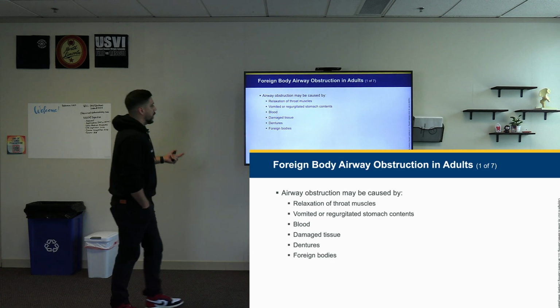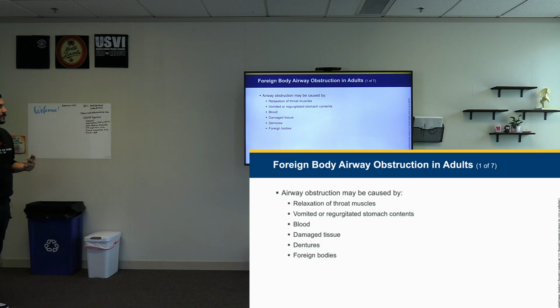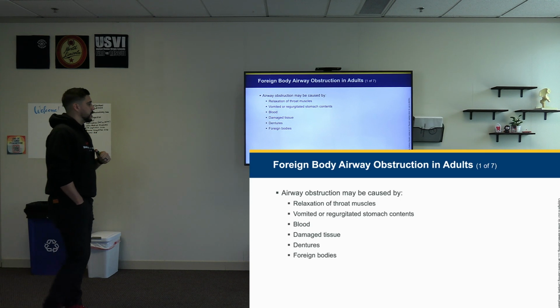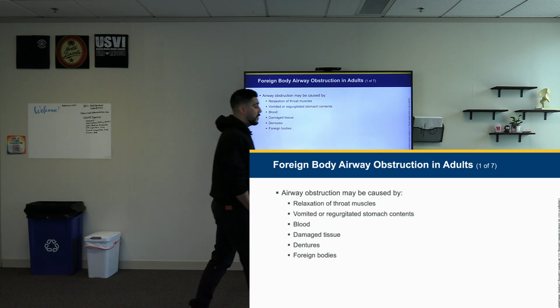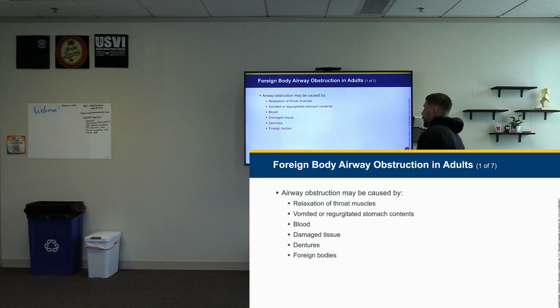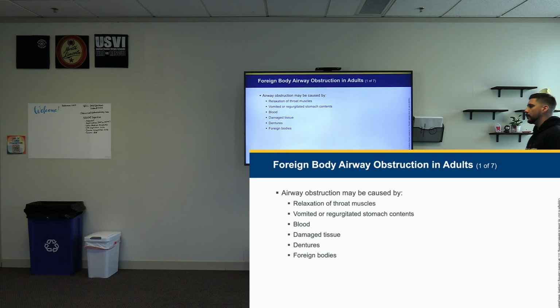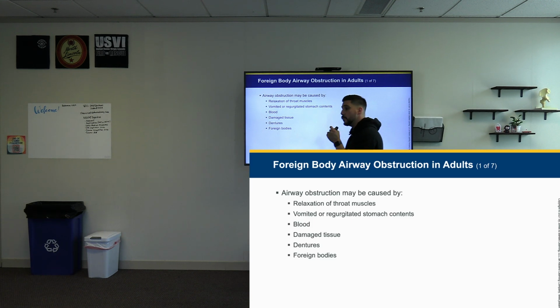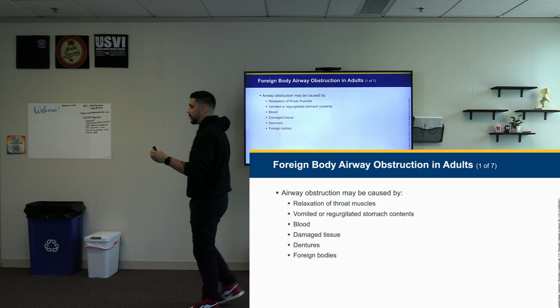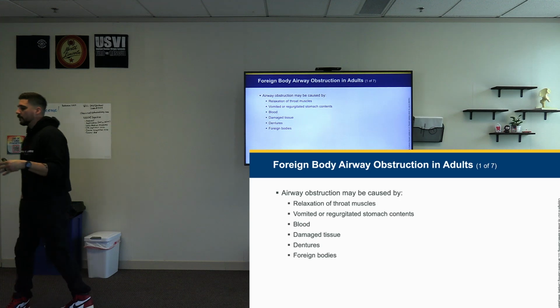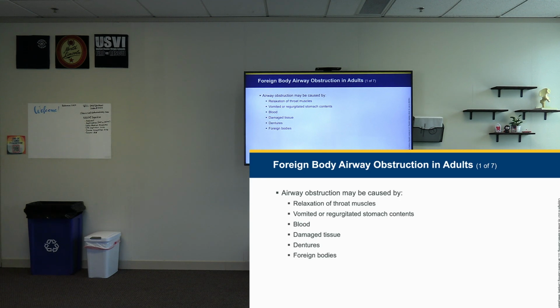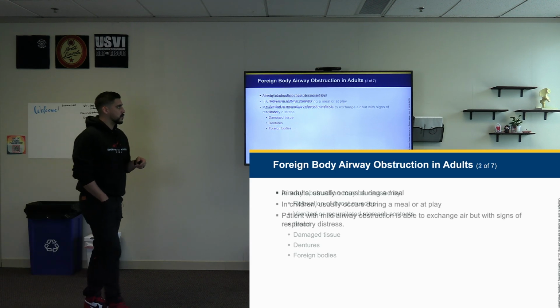If they vomited or regurgitated stomach contents and they aspirate or breathe that in, or it's blocking the airway, right? Can't get air in, that's going to be a foreign body. If there's blood in there, if there's damaged tissue, things like dentures, okay? I'll come back to that. And then foreign bodies, so they're choking on steak is the common example, but just choking on whatever they are eating. But dentures, if they have loose fitting dentures, if you know they have dentures, like say you're at a healthcare facility, a home health facility even, and they're in cardiac arrest, if you can wiggle them, try to get them out. Now, if they don't just come out really easily, we're going to leave them in, but dentures can create an airway obstruction as well.